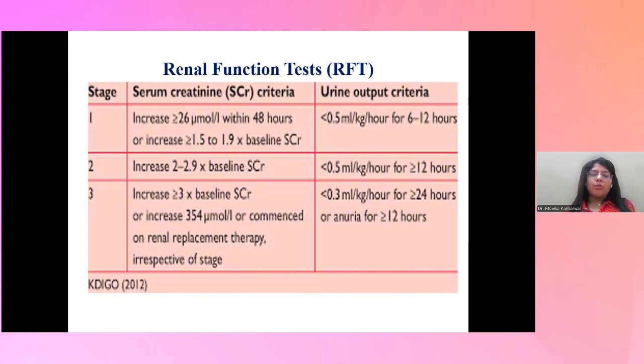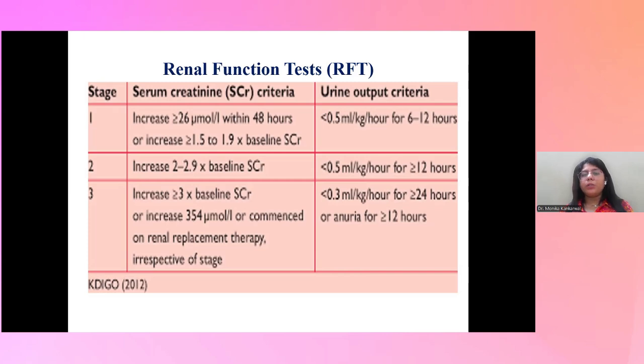And if the patient is in stage 2 of AKI, then there will be an increase in serum creatinine of 2 to 2.9 times from baseline, and again the urine output will be less than 0.5 ml per kg per hour for more than or equal to 12 hours. In stage 3, there is an increase in serum creatinine of more than or equal to 3 times the baseline, and then you have to start thinking of renal replacement therapy, irrespective of the stage, to prevent clinical deterioration and aid recovery of the patient.